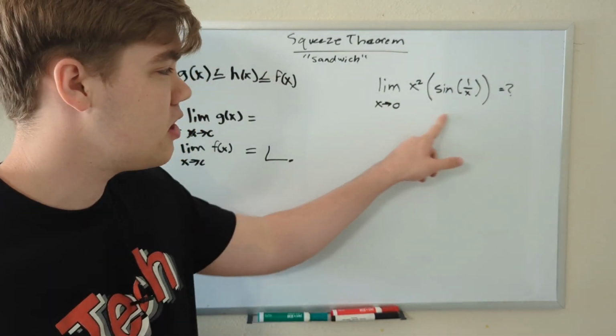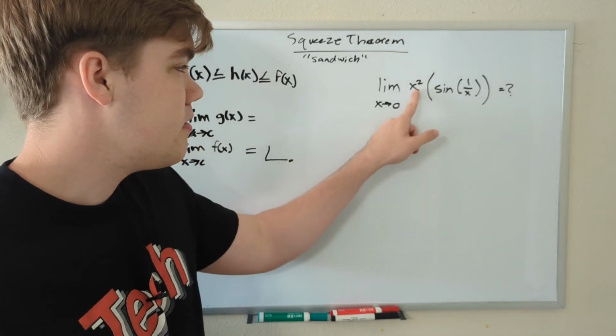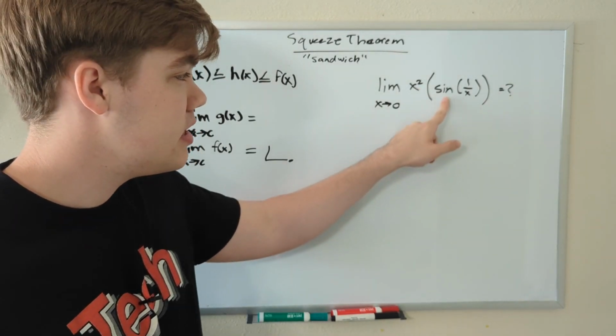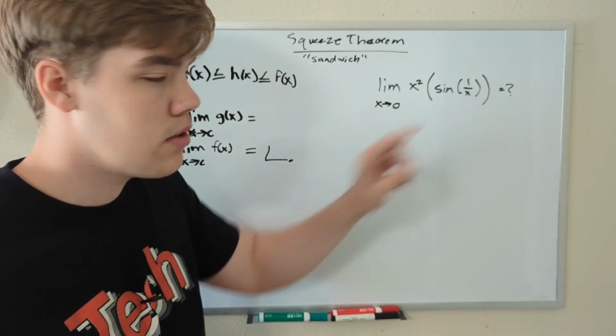So how may we go about solving this problem? Well, I want you to notice something. We have this outer function and this inner function, x squared and sine of 1 over x.